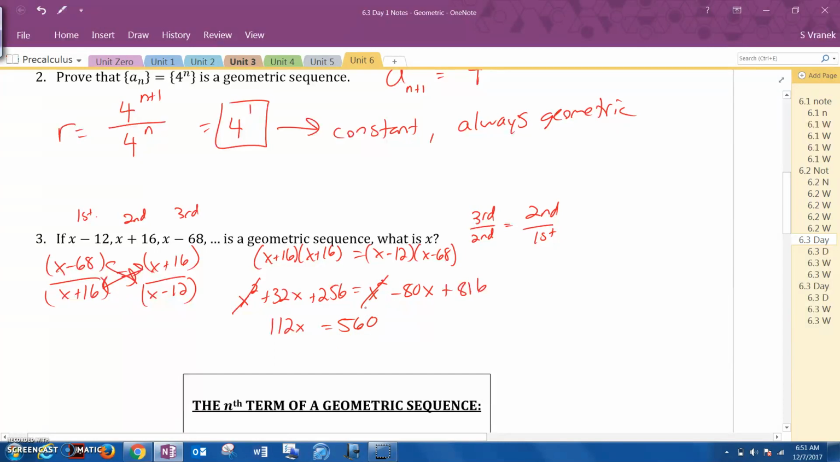And then if you divide that by 112, you get x equals 5. So x would be 5 to give us a geometric sequence. Let's just double check that. Put 5 into all of these.